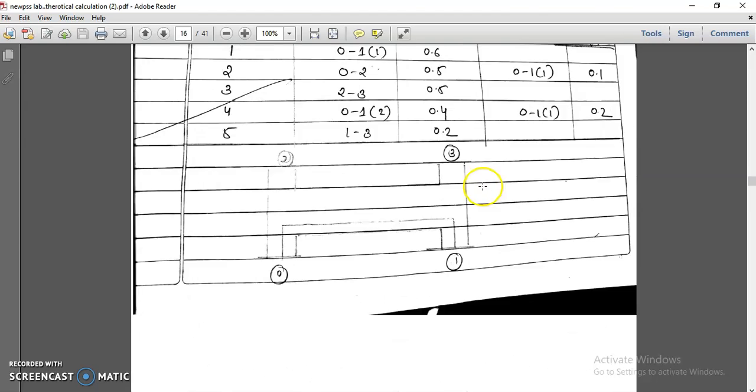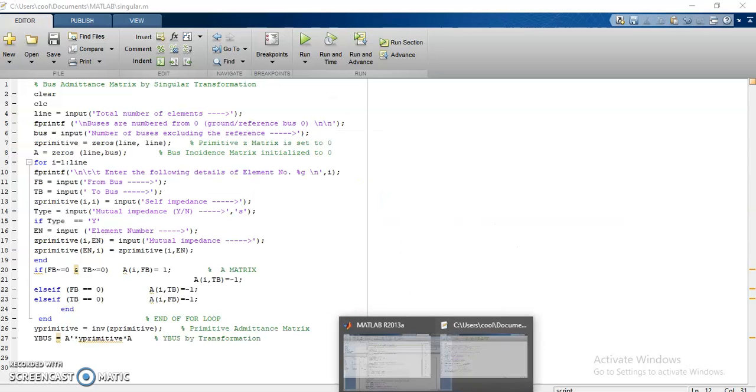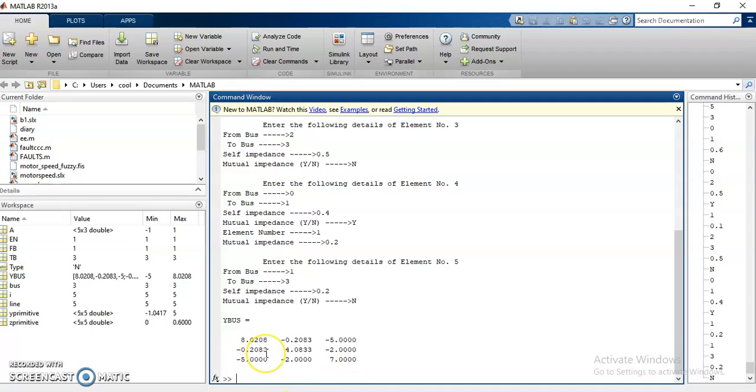Once we have Y, A transpose and A, just multiply, and we are getting this matrix C. 8.028, minus 0.209, what we got in the matrix output, just check it, same answer we got. Okay, this is the second problem, singular transformation.